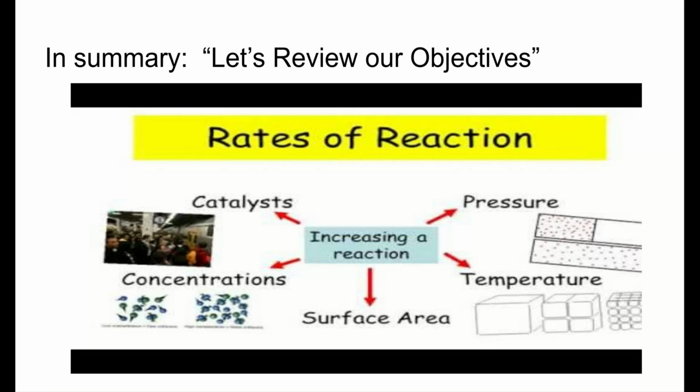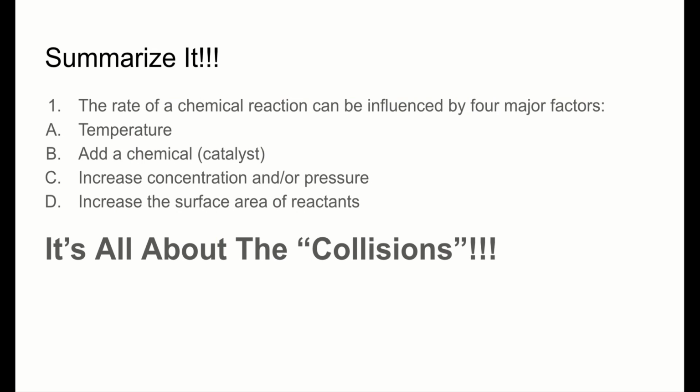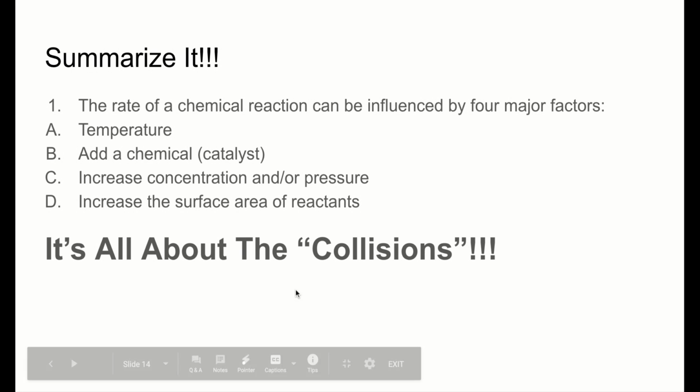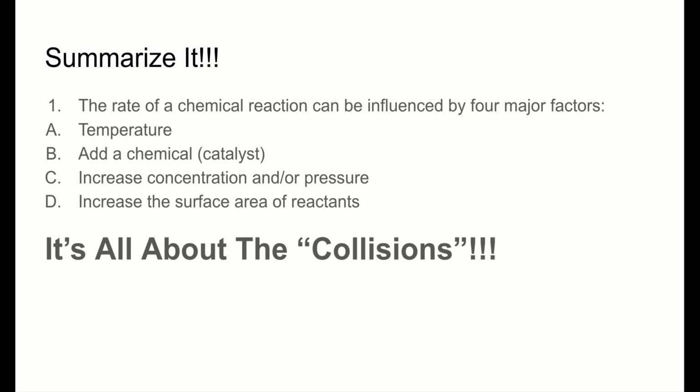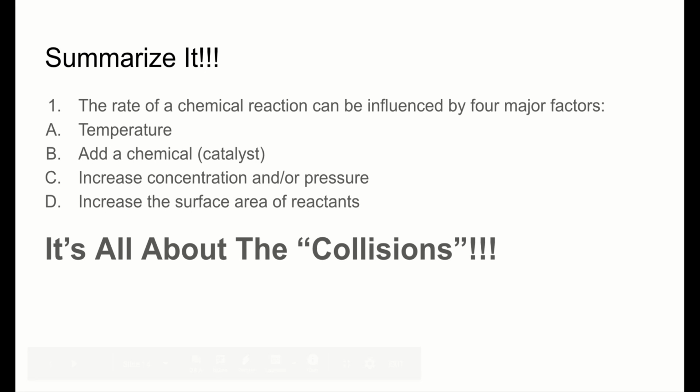Let's review, let's summarize. Rates of chemical reaction can be increased by increasing pressure, temperature, surface area, concentration, and by adding a catalyst. The rate of a chemical reaction is influenced by four major factors: temperature, adding a catalyst, an increase in concentration and or pressure, and increasing the surface area of the reactants. Remember, it's all about the collisions. In order for chemical reactions to occur, collisions must occur. Collisions have to happen, and we can increase those collisions by changing one of these four factors to help us out.